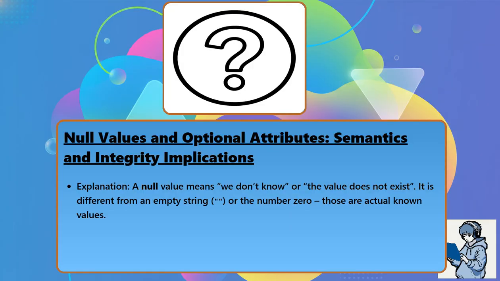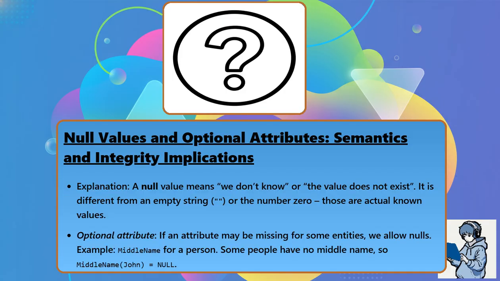A null value means we don't know the value or the value does not exist. It is different from an empty string or the number 0. Those are actual known values. Optional attribute: if an attribute may be missing for some entities, we allow nulls. For example, middle name for a person. Some people have no middle name, so middle name(John) = null.